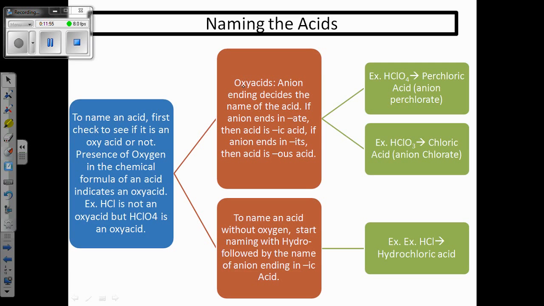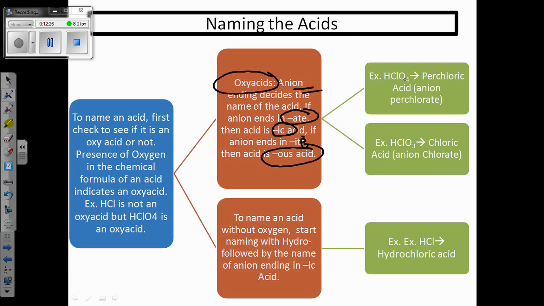To name an oxyacid, meaning an acid that contains oxygen in its formula, you need to look at the name of the anion that makes up the acid. If the anion ends in ate, then the acid's ending is ic acid. And if the anion ends in ite, then the acid ending is ous acid.